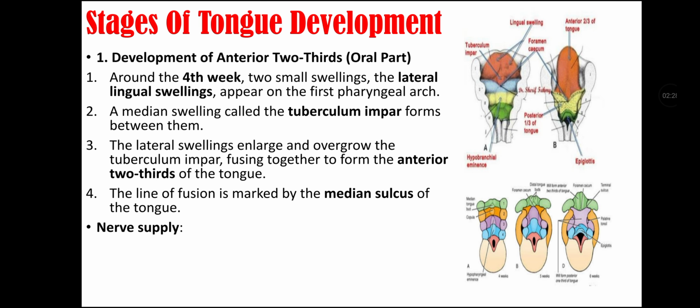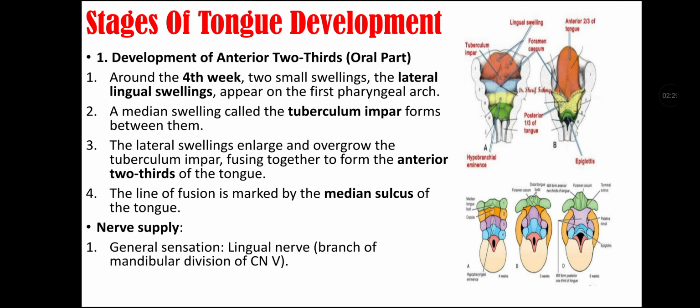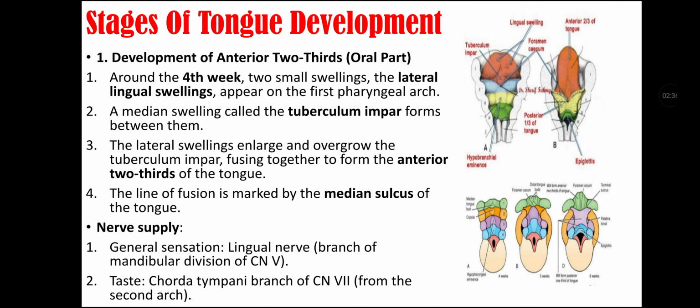Nerve supply of anterior two-thirds of tongue: general sensation is by the lingual nerve, that is branch of mandibular division of trigeminal nerve, and taste sensation is by chorda tympani branch of seventh nerve, that is from the second arch.